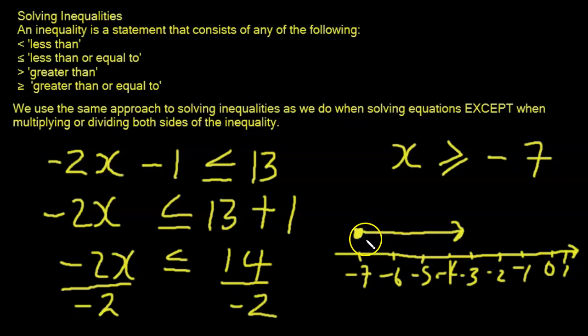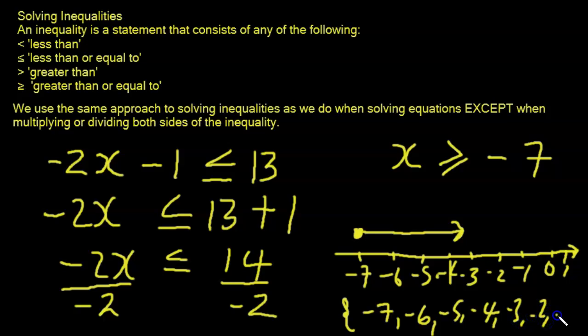So the full dot signifies that x can be equal to negative 7. Alright, if you talk about a solution set of, say, integers, then it would be minus 7 included, minus 6, minus 5, minus 4, minus 3, minus 2, minus 1, 0, 1, 2, 3, and so on. Alright, let's look at another problem.